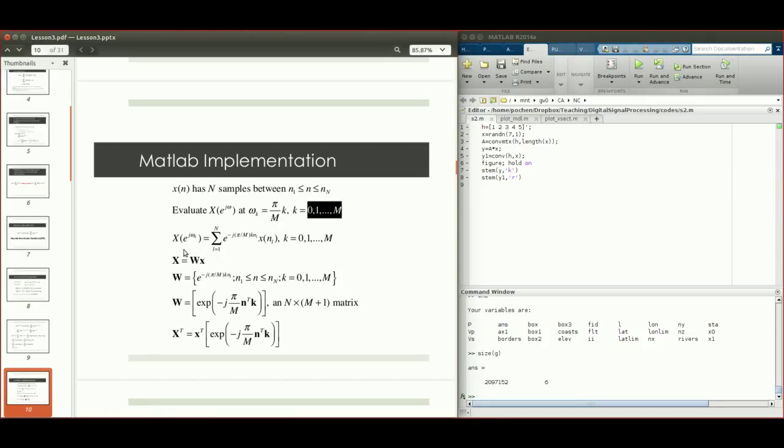So now let's look at how we can actually implement this particular formula. Here it's big X(e^{jω_k}) equals the summation over L. Because I'm using small n to indicate the time axis, and n goes from n1 to big N, I have to use another index L. L goes from 1 to big N. But in principle, it's just different values of n, different values of time. But the time has an index that's called L here, and it goes from 1 to big N.